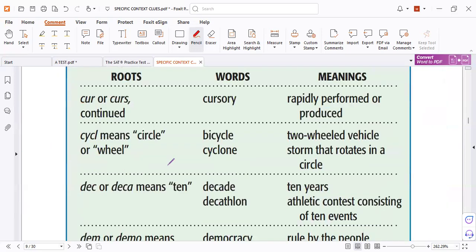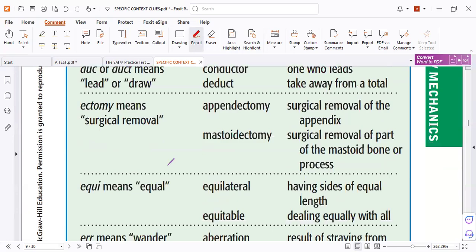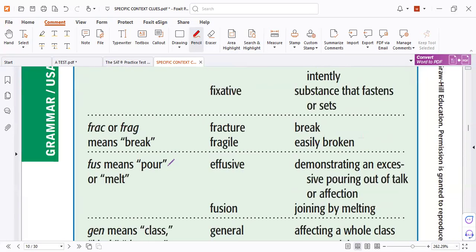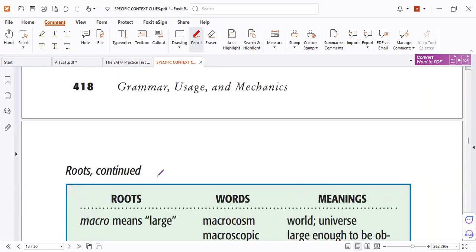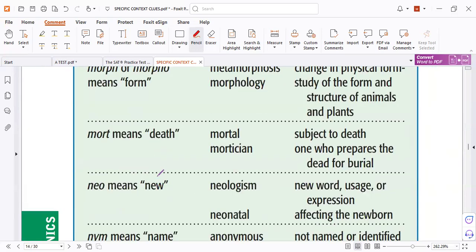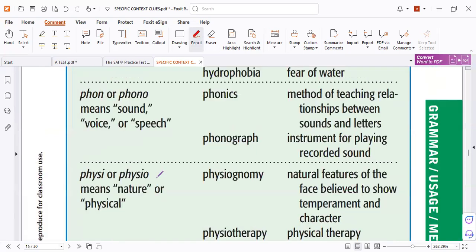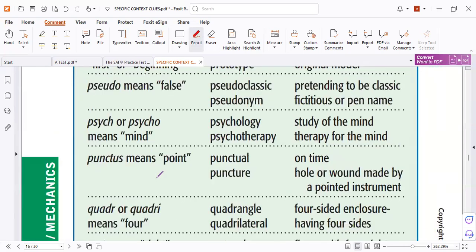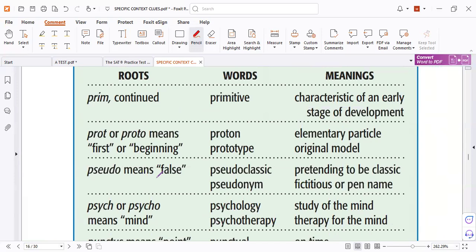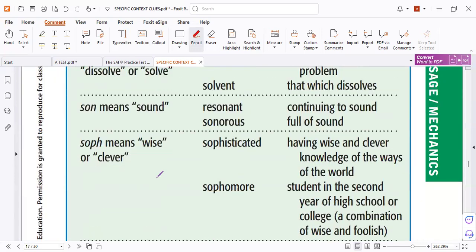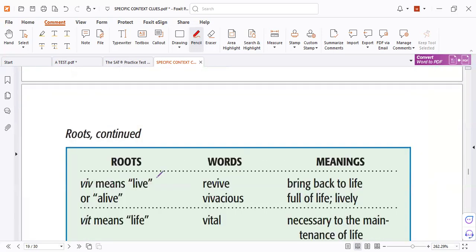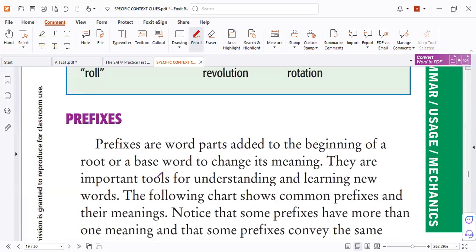So your job, have a look at these little roots. It will help you. Look, I have a lot, but these are the most common in international tests, though not all in English. When you study them, you will remember all of them because you already mastered some vocab. Don't worry, it will help you. Just have a look and then go to the prefix.